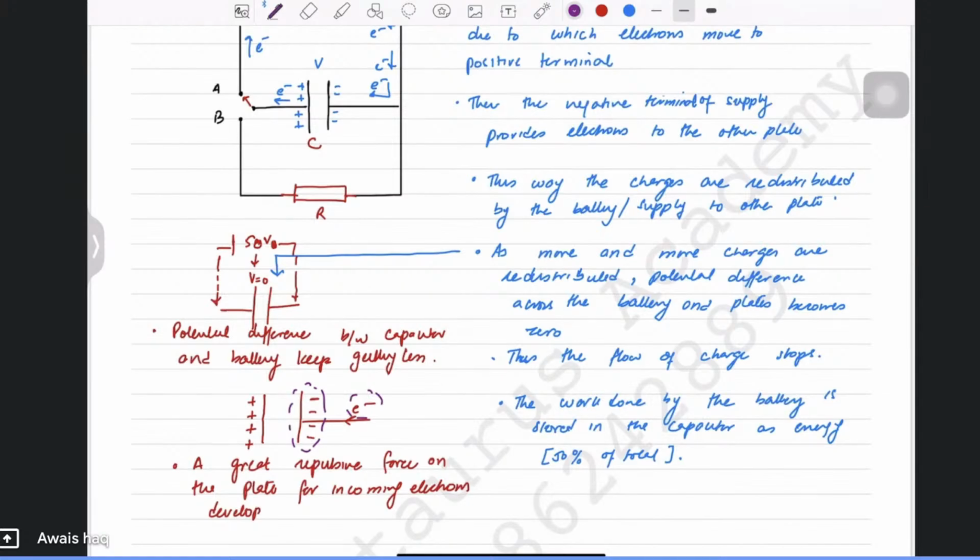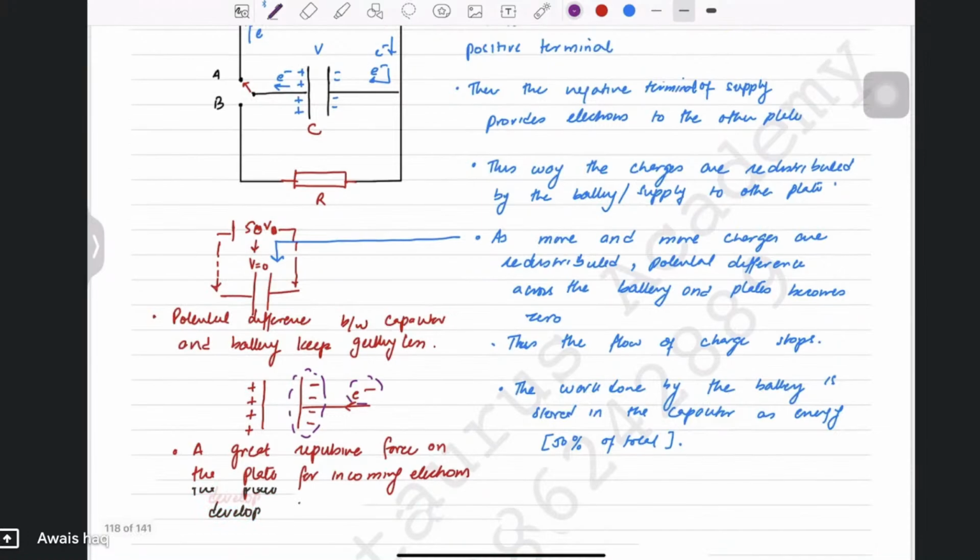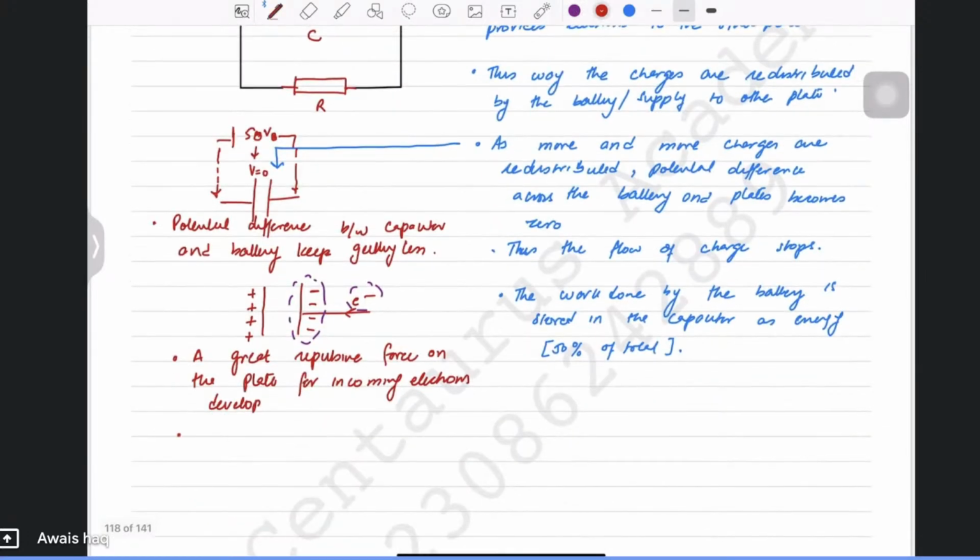Is it clear? Yes. And the third thing is that less and less space is left, because the electron density is getting higher and higher, as charge density increases. Is it clear?